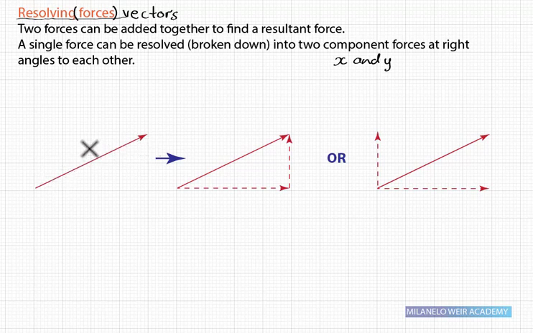For example, 10 meters per second, that is a velocity. We can break it down into two components, x and y. Here is v y, the vertical component of this velocity, and here is v x, the horizontal component of this velocity.